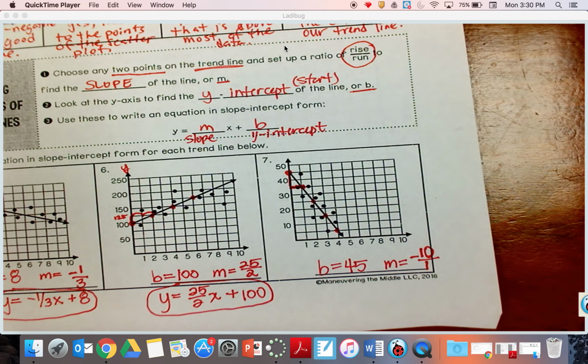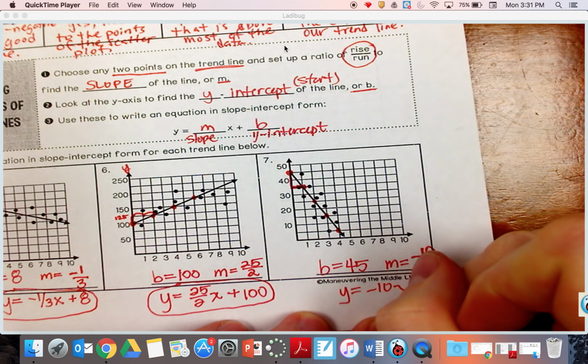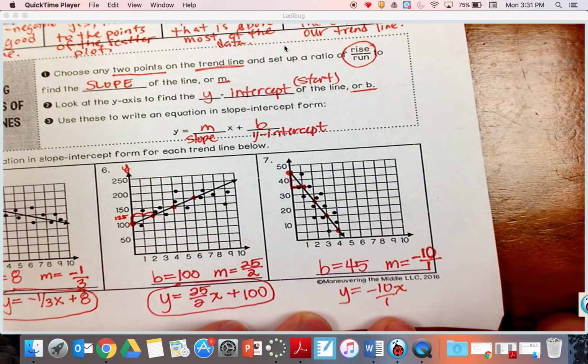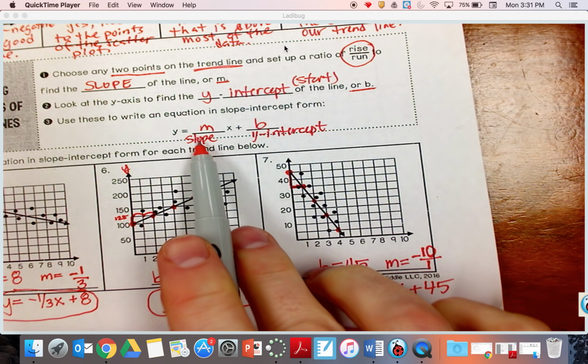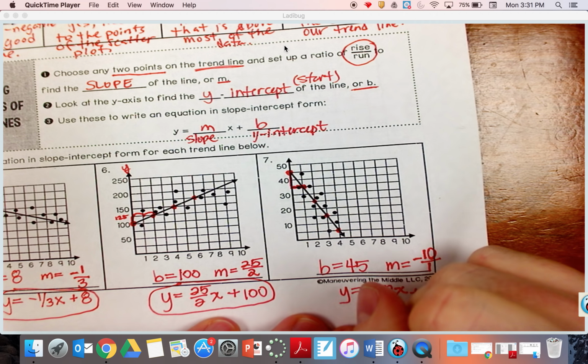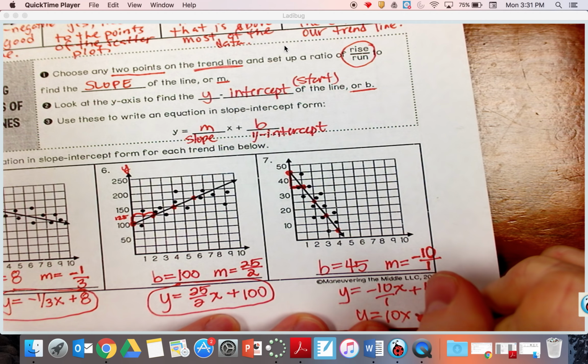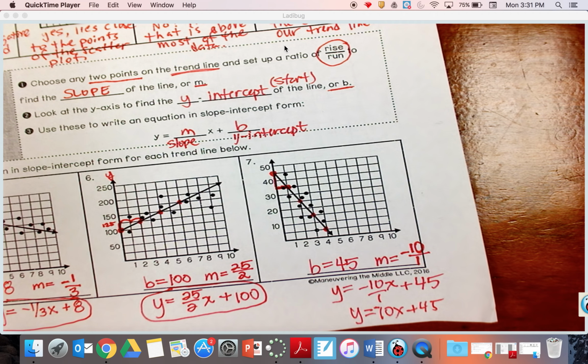Now I have my slope and my start, and I can now put it together. So I have y is equal to negative 10x, if I want to put over 1, plus 45. All I did was use this equation again, just fill in the blanks. Or if I wanted to write it out, I could have put negative 10x plus 45. Either one of those would work.